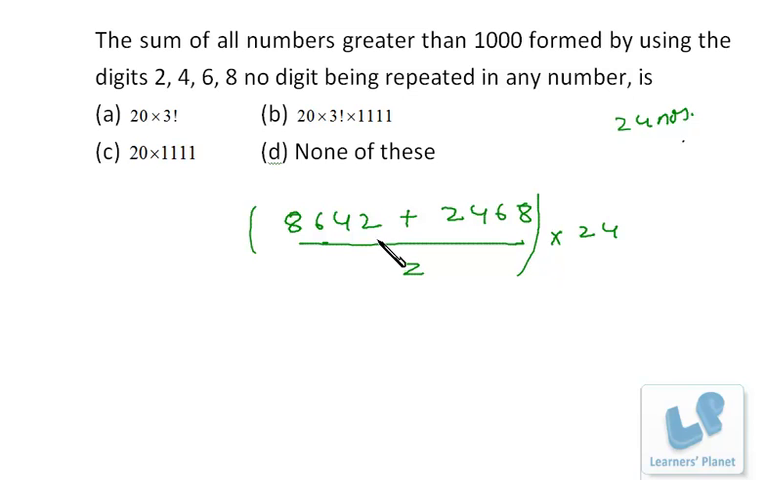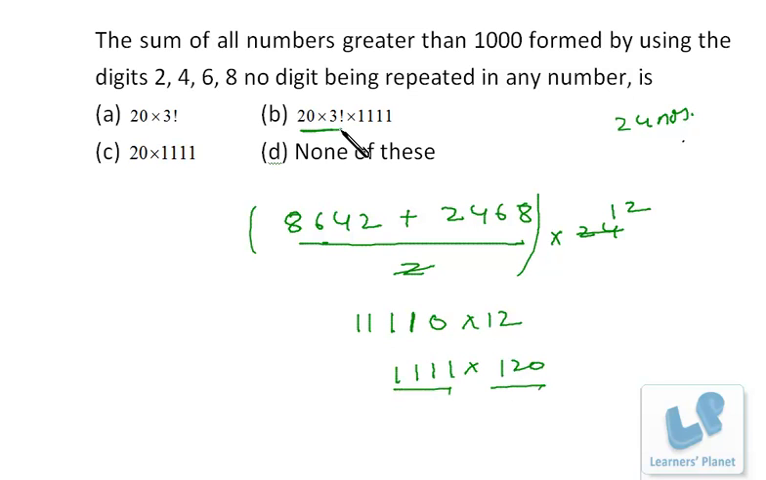So in that case, 8642 plus 2468, it's 12 over here, and we add this 8 plus 2 10, 6 plus 4 10 and 1 11, 6 and 4 10 plus 1 11, and 8 and 2 10 plus 1 11 into 12. So it's 1 1 1 1 into 120. So straightforward we'll be getting this answer, right? This is 20 into 6, 120 into 4 times 1, right?